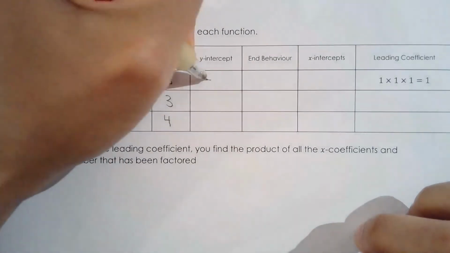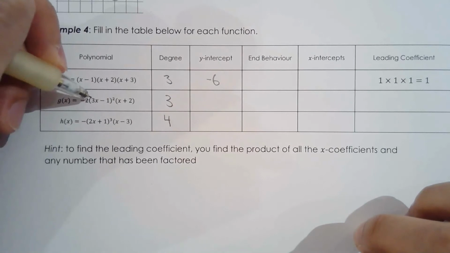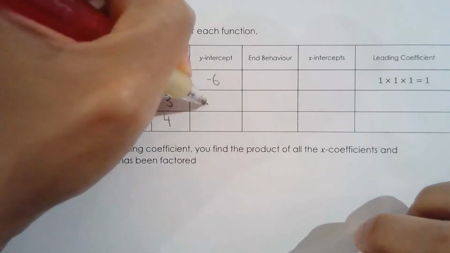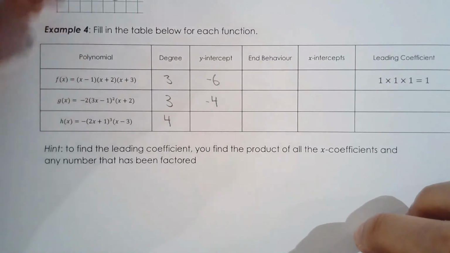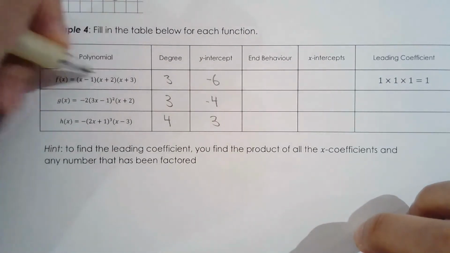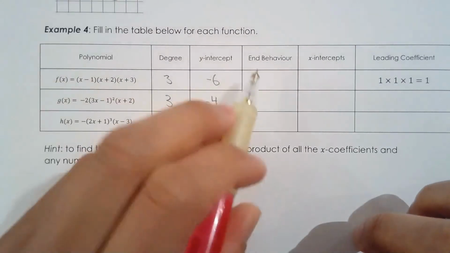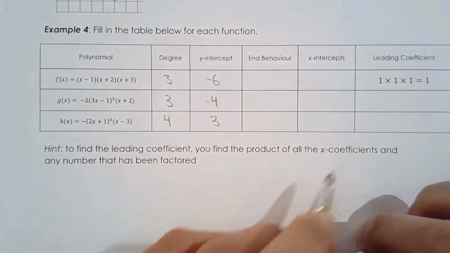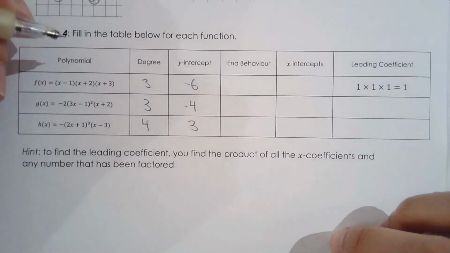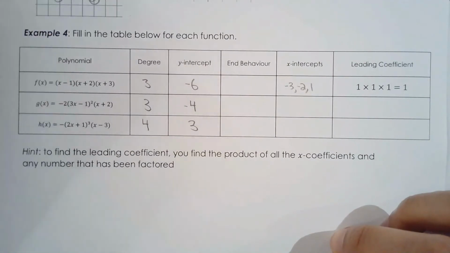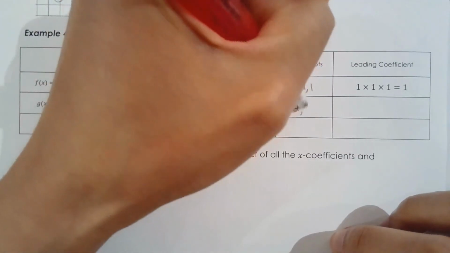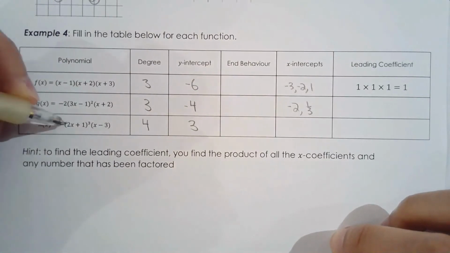Y-intercept, let's quickly do a calculation. F of 0, G of 0, that's 1, negative 2, that's negative 4. This one is 1, negative 1, negative 1, negative 3 is 3. Okay, and end behavior. You know what, before we do end behavior, let's just fill in x-intercepts and leading coefficient. So x-intercepts will be negative 3, negative 2, and 1. This one is 1/3 and negative 2. This one is negative half and 3.